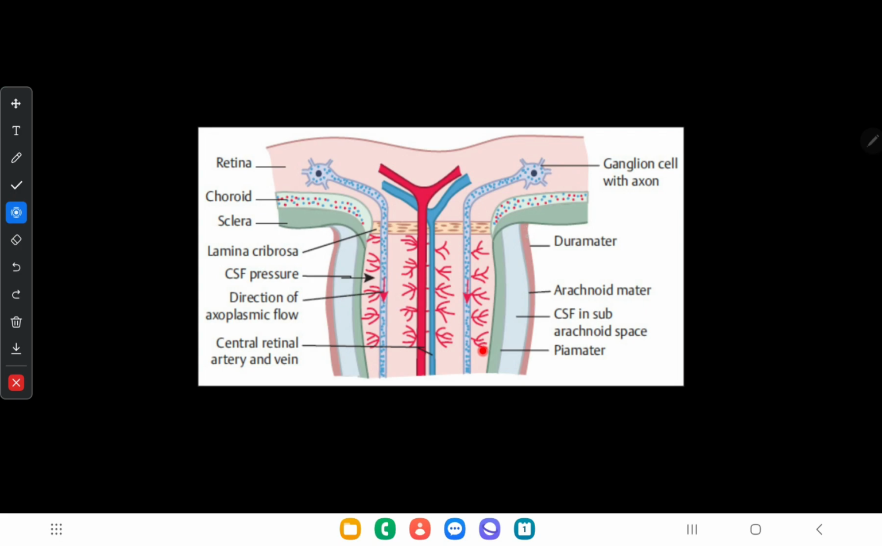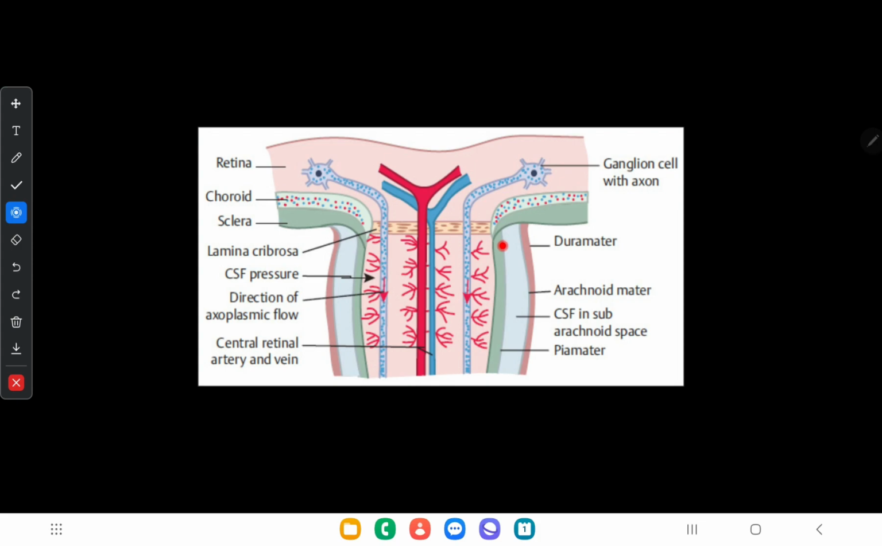You can see externally, this is the dura mater, then you have the arachnoid mater, and you have CSF in the subarachnoid space, then you have the pia mater as in the brain. This is the central retinal artery and vein. The subarachnoid space extends around the optic nerve inside the orbit as well.